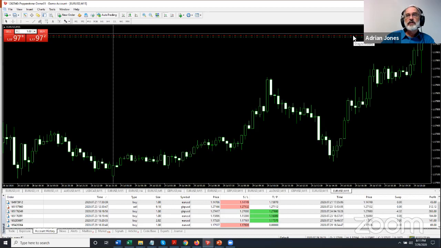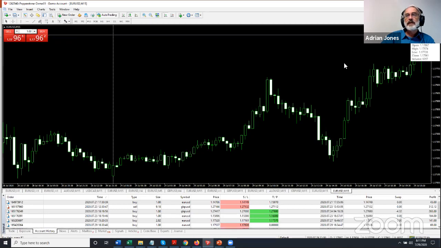You'll see my stop loss has been trailed up in this particular instance. And should it come back down, it's going to close me out there in a profit. So that's one way of using the trailing stop that we saw earlier.